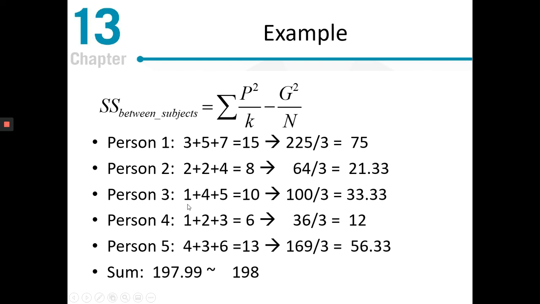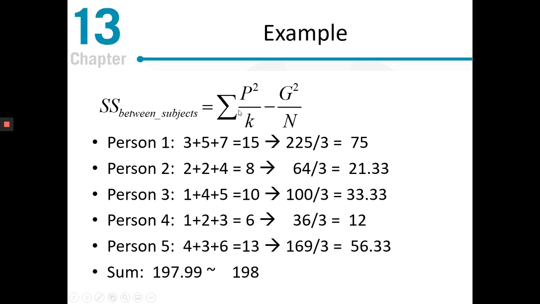Person 3, if you remember, we looked at this. The placebo, low dose, high dose. We add those together, the P is 10. P squared is 10 times 10, 100. So P squared, 100, divided by k, which is 3, so 33.33. So we do this for each of the 5 people.